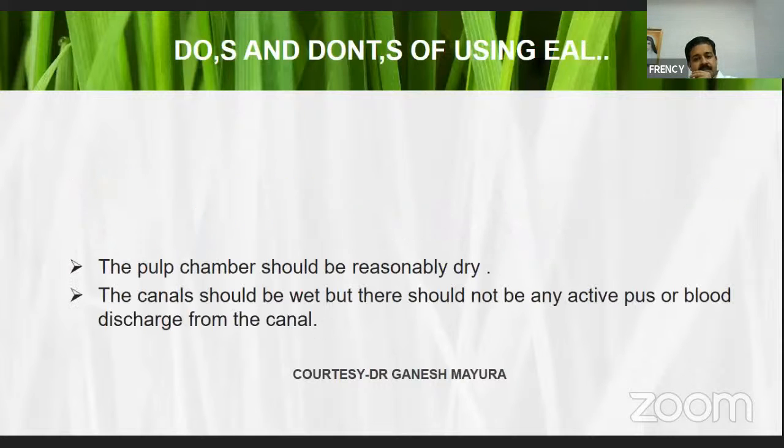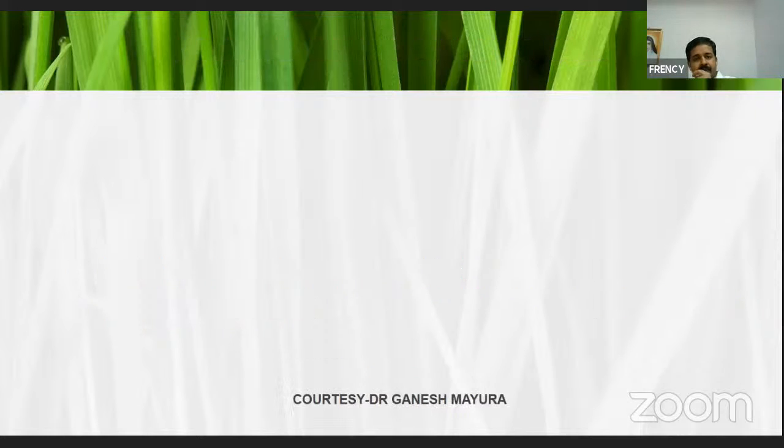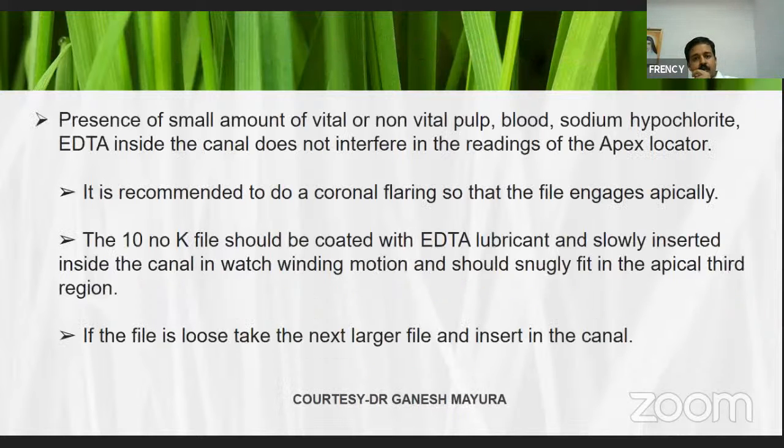The pulp chamber should be reasonably dry, and the canal should be wet, but there should not be any active pus or blood discharge. The canals should not be overly wet or overly dry, but the pulp chamber should be reasonably dry. The presence of a small amount of vital or non-vital pulp, blood or irrigation solution does not interfere with the reading of apex locators. So the canals need not be thoroughly dried like when you are going for obturation. But it is recommended to do a coronal flaring so that the file engages apically. Actually, the file binding should come from the apical end. Then only we will get a good reading.